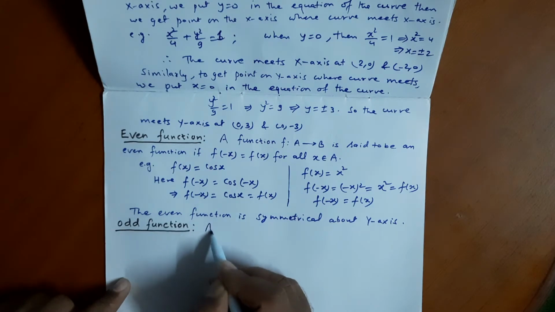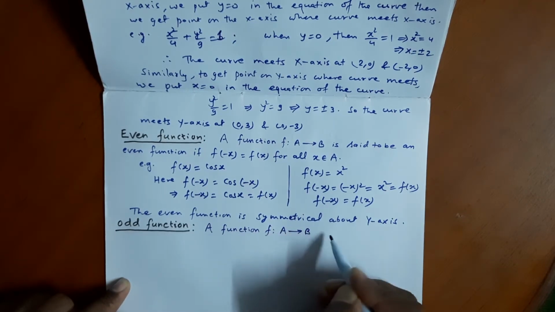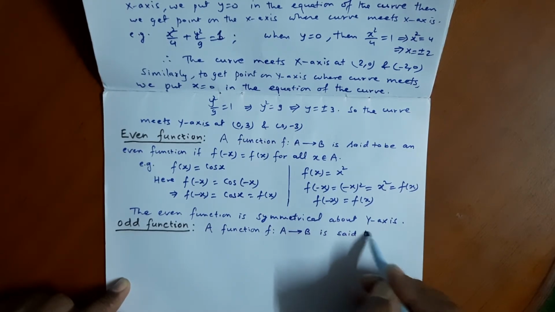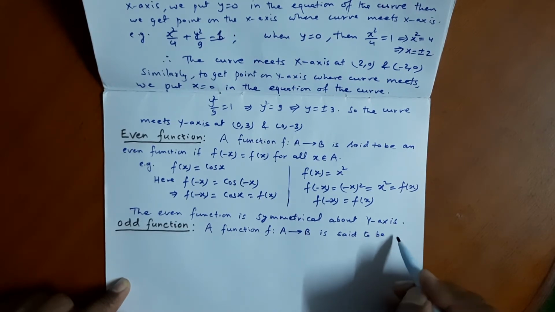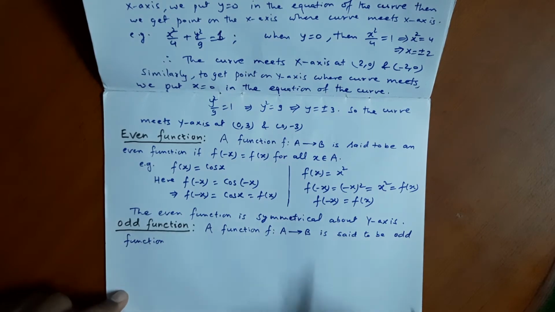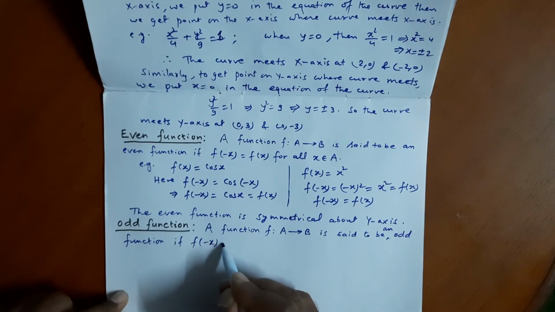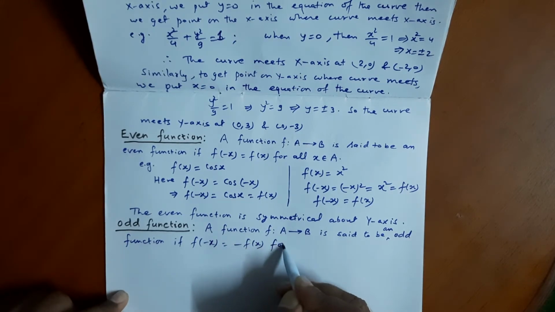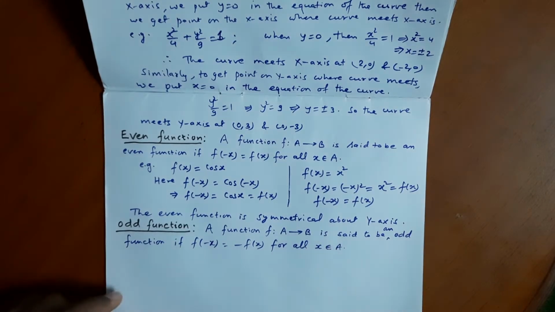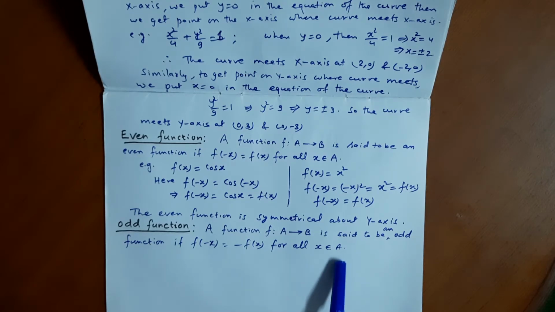A function f from A to B is said to be an odd function if f of minus x equals minus fx for all x belonging to A. Okay, a function f from A to B is said to be an odd function if f of minus x equals minus fx for all x belongs to A. So replacing x by minus x, the function changes its sign. Then it is the odd function.